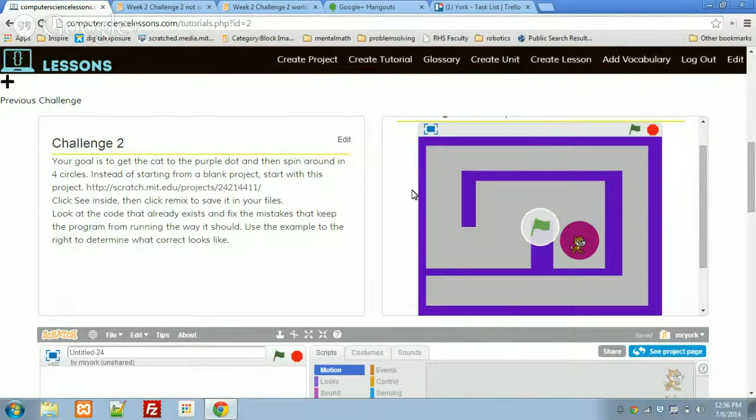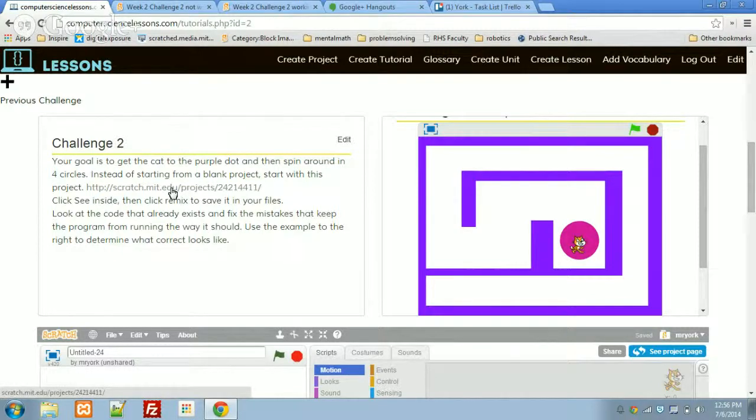Now, the first step in debugging is to understand what should it be doing, right? What is the problem? So the first thing I want to play is the final product. And the cat runs, then it turns left, turns right again, goes up, goes into the purple circle, and spins around, it looked like 3 or 4 times. So everything looks great. That's what it's supposed to do.